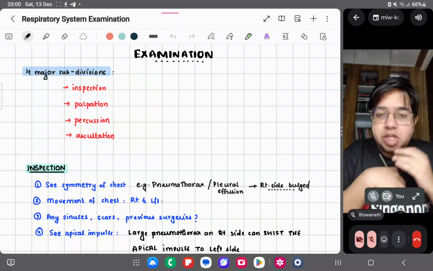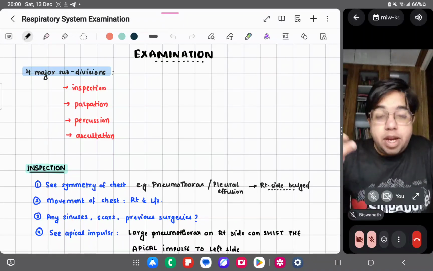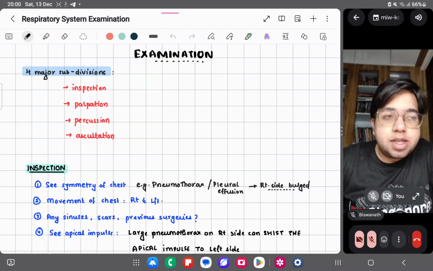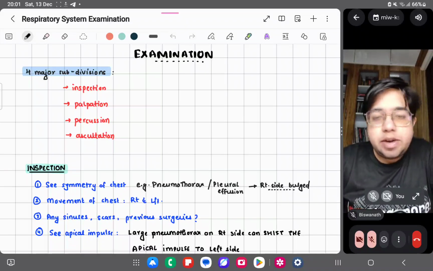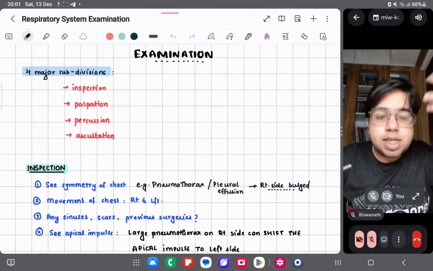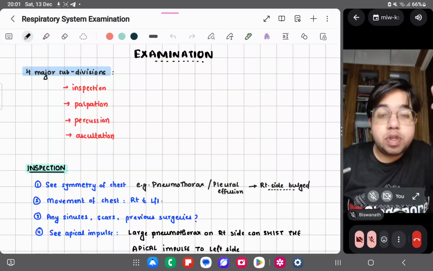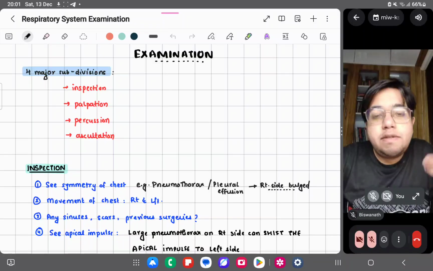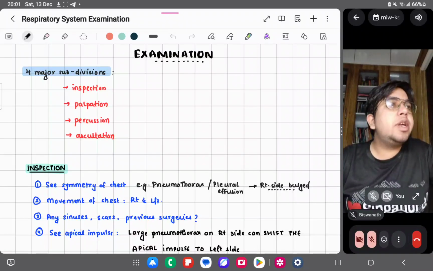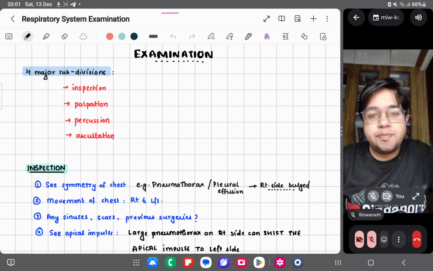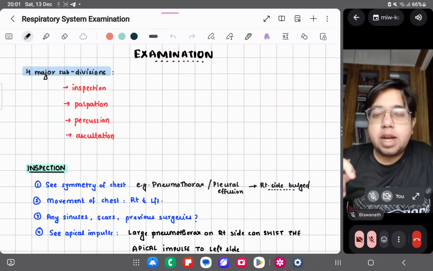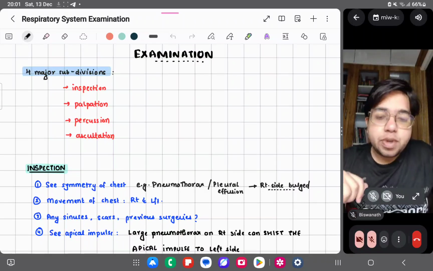Today we are going to discuss a very important and essential component of your clinical examinations in your clinical postings. We're starting off with the respiratory system examination, and we are taking content straight from standard textbooks, the most revered and famous textbook in your medicine postings, which they ask you to read, Hutchinson's. Hutchinson's Clinical Methods is a very famous textbook.